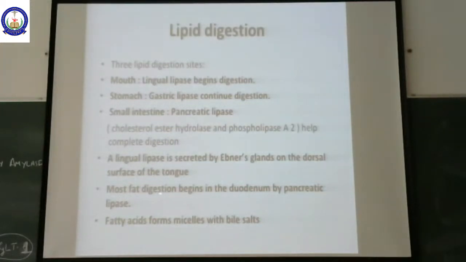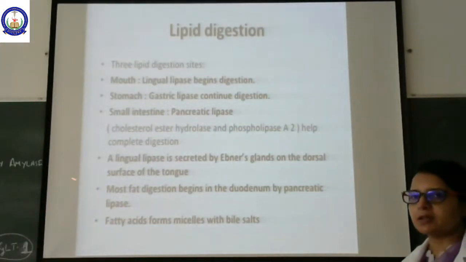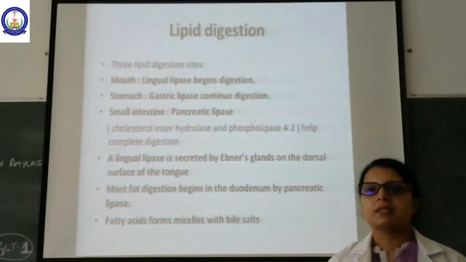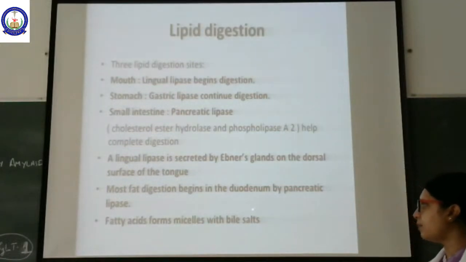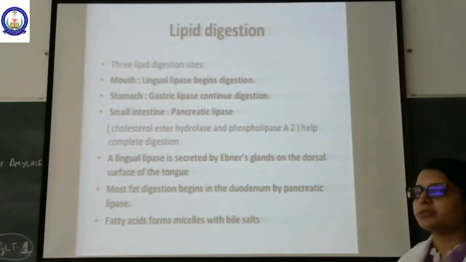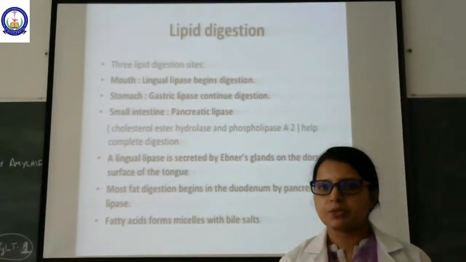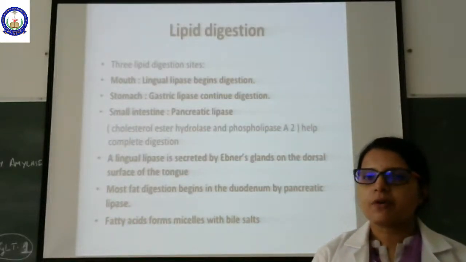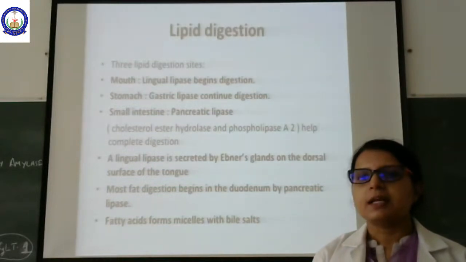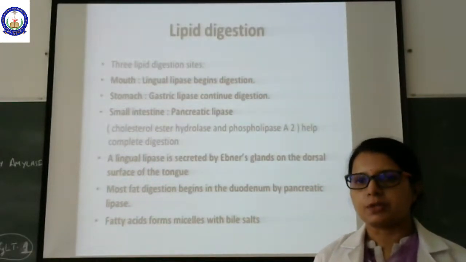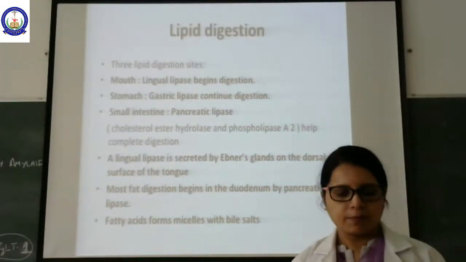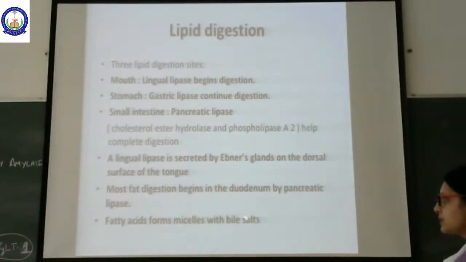And for the absorption of fatty acids, they need to form micelles. Micelles are formed with the help of bile salts. Okay, so this is an important step in the absorption of fats. Without forming the micelles, the fat will not be absorbed. And these micelles will be formed with the help of bile salts.